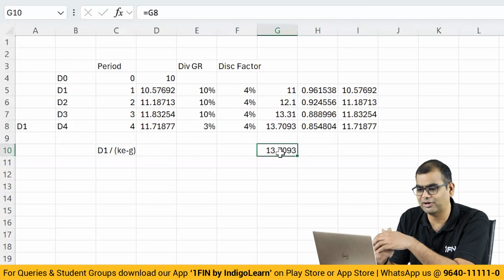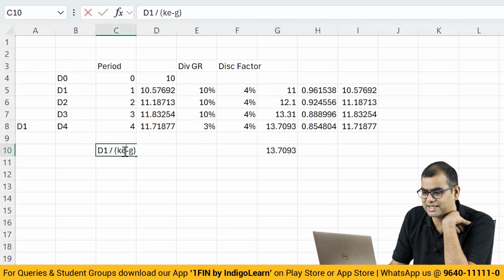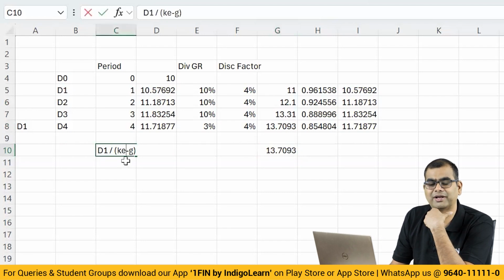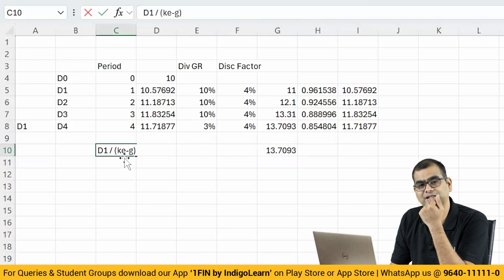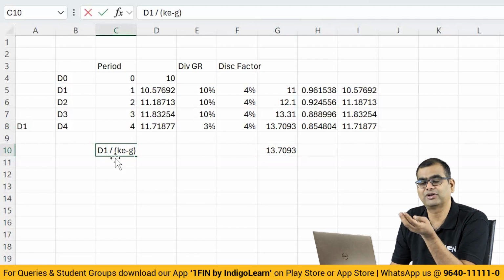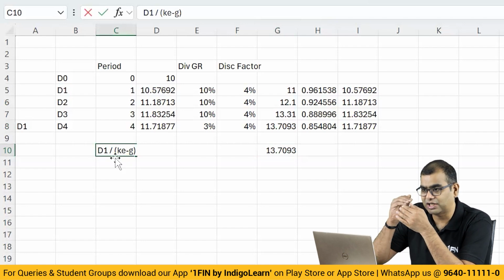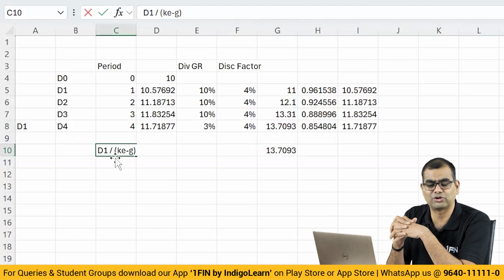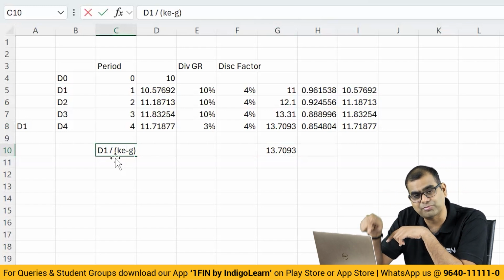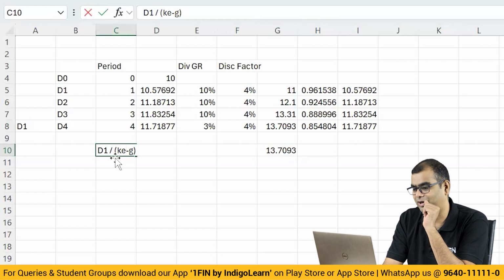Why cost of equity cannot be less than G? Because if cost of equity is less than G, here KE minus G will become negative. If you divide something by negative, you will get a negative value. So, share cannot get negative value, no. So, the cost of equity is higher than the growth rate. So, you have to at least project your dividend growth rate for that level of time, till the time your growth rate falls below KE. That is one very, very important factor.